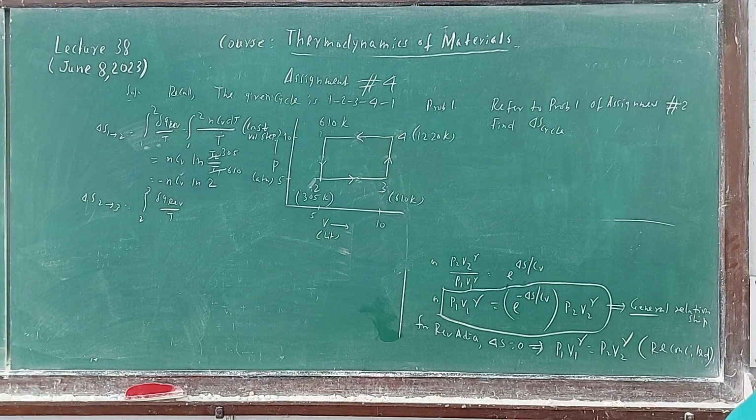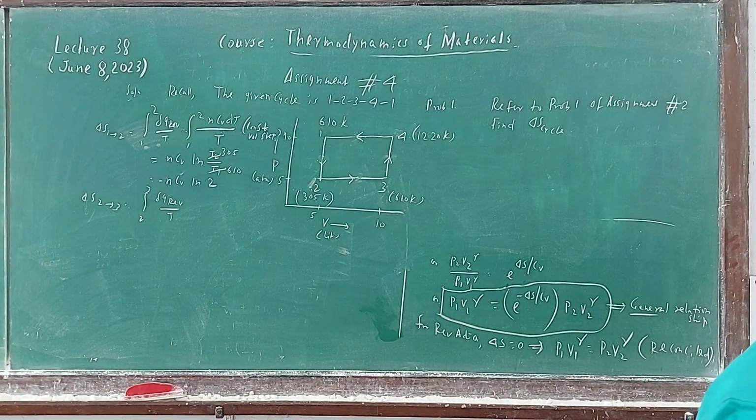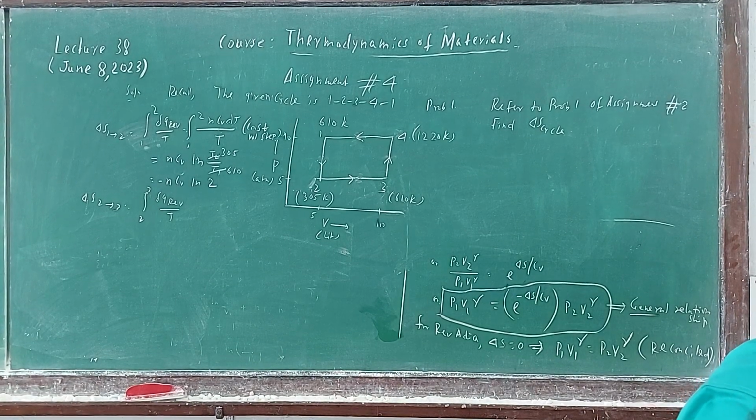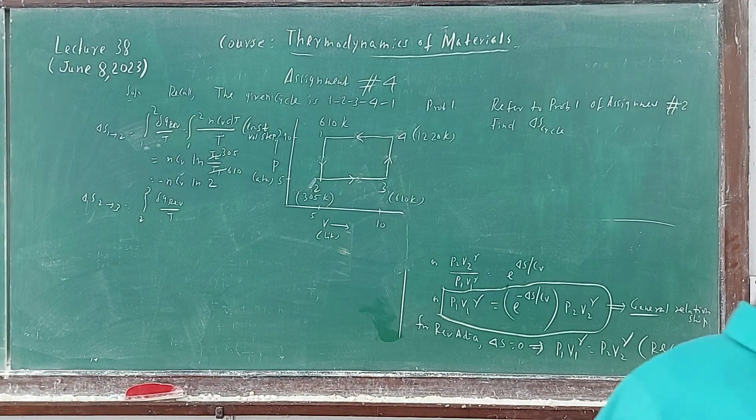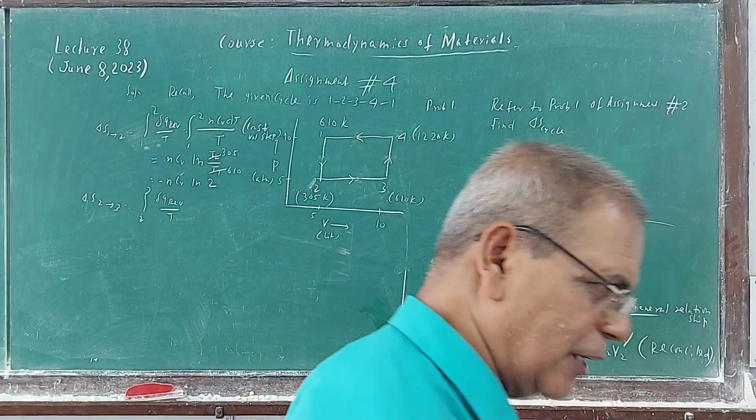Then you say, well, first law: DQ is dU plus dW. dW will never fail you. dW is always available: P external dV, P dV, and so on. dU is also very easy for an isothermal process: it is 0. So DQ is essentially dW, and dW never fails. It is PdV, and then you can always do the integration.